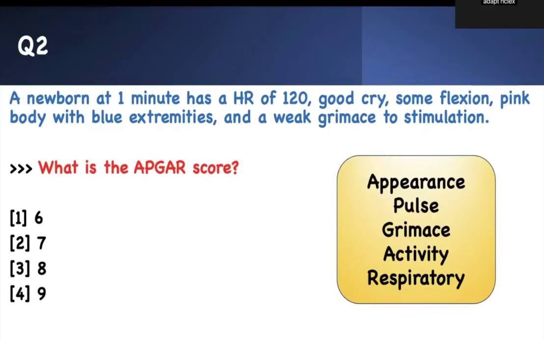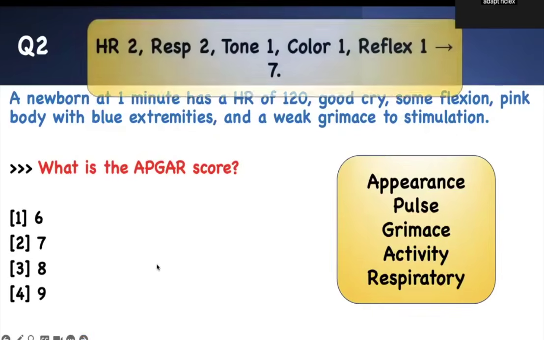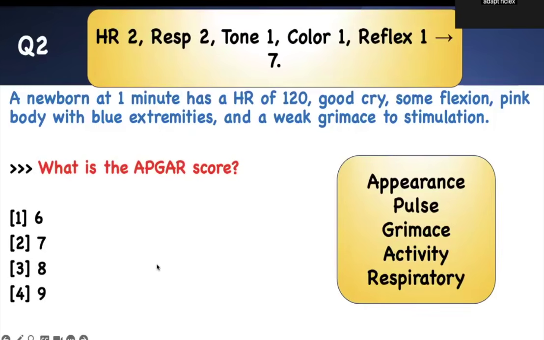You see grimace when they talk about stimulation reflexes, and therefore it's not going to get a full point. Based on that, this is what we're going to have. Heart rate is greater than 100, you get 2. You have a good cry, you get 2. Your tone, which is your flexion, you get 1. His reflexes, he has a weak grimace, you get 1.